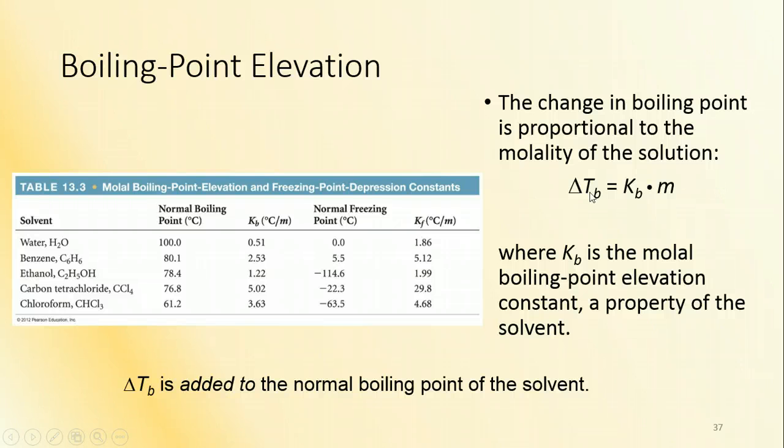Okay, so here's the equation that I was referring to if you want to find delta TB. There's a constant that is specific to each solvent. So this is a boiling point constant for each particular solvent. That's just a value you look up. It's experimentally determined. And then notice that this is molality. So this is where we would use molality in these calculations.